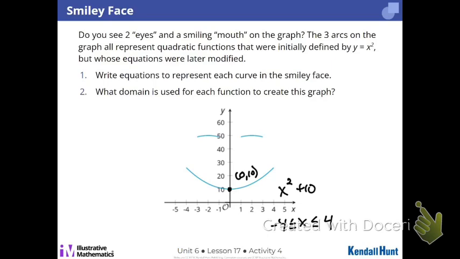All right, and so then with this, I need a domain, which is going to cut me off on the ends. Are you guys seeing the domain from -4 to 4? Okay. So again, x squared base, shift up 10: x squared plus 10.